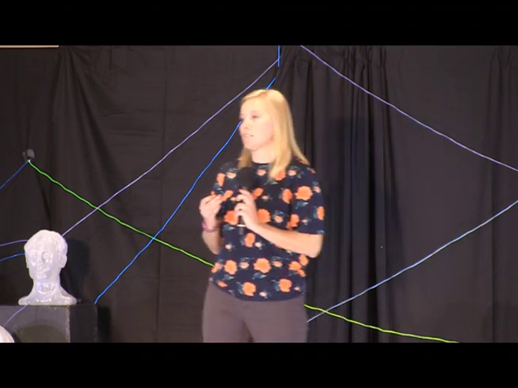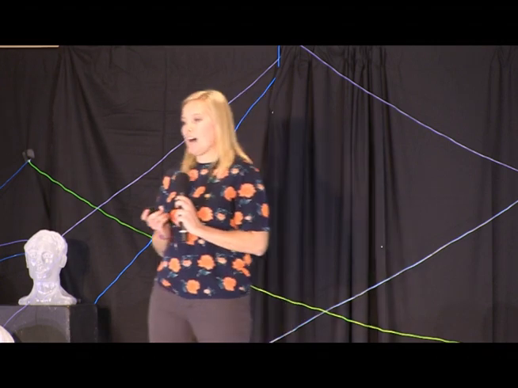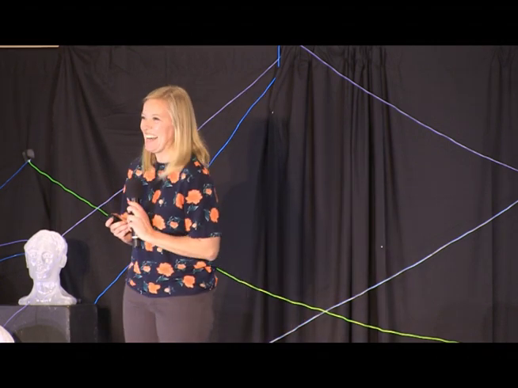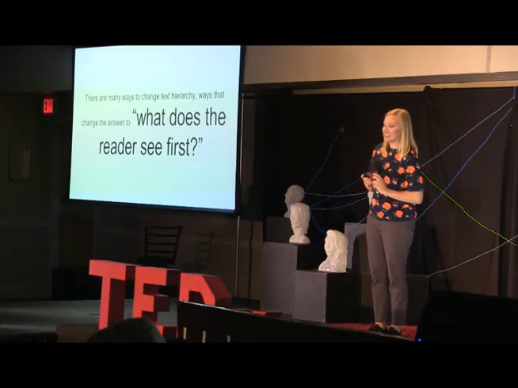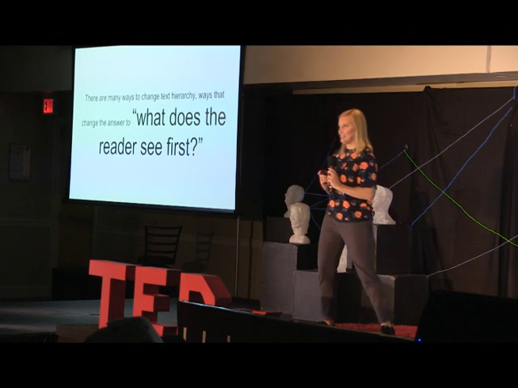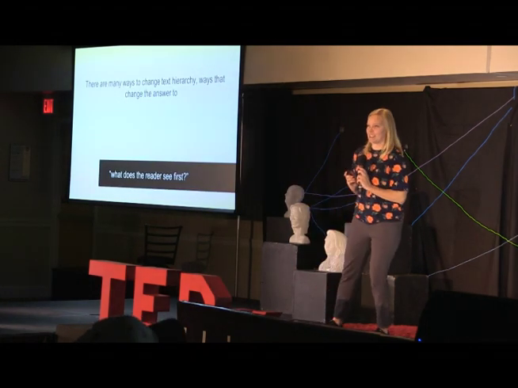Text hierarchy is the idea of organizing text so that some parts are clearer than others. In other words, answering the question, what does the reader see first? There are lots of ways to do this. With size, with space and layout, which you will see in a moment, and with the use of bold or italics.